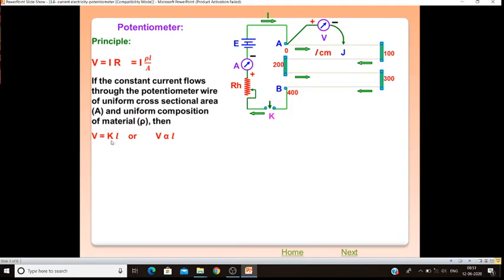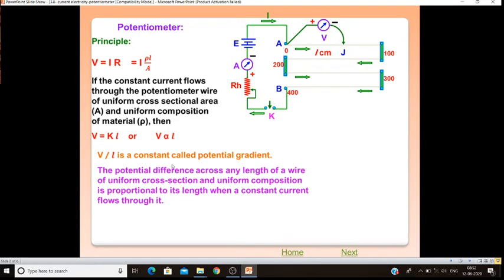So V equal to KL, where K is the proportionality constant called potential gradient. So K equal to V by L, its SI unit is volt per meter. Here V by L is constant, called potential gradient. If we draw the graph between voltage drop and length, it will be a straight line passing through the origin.